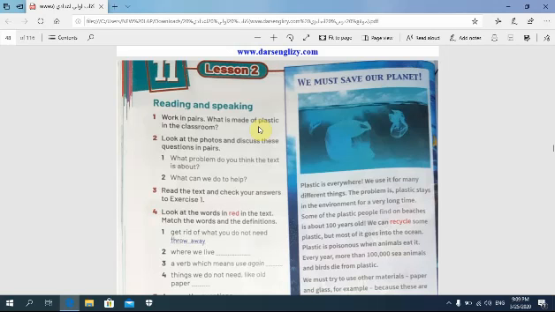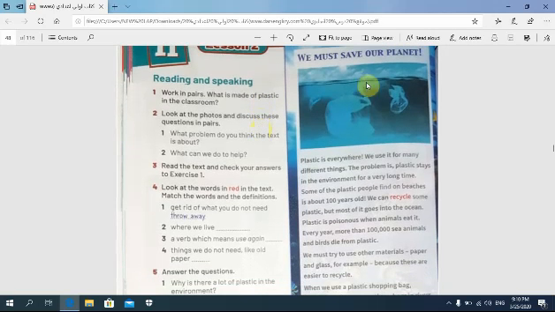Let's move to exercise 2. Look at the photos and discuss these questions in pairs. As we can see here, what problem do you think the text is about? And what can we do to help? Now let's start to read the text and then check the answers.